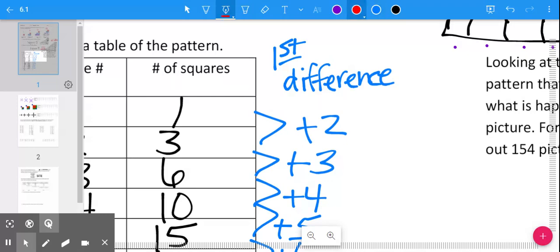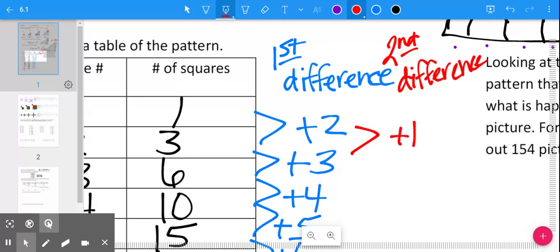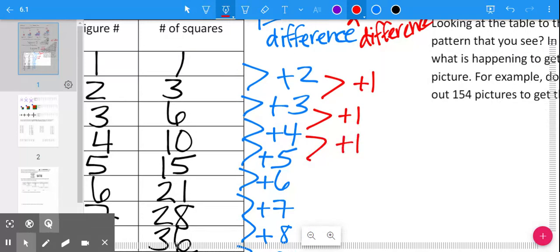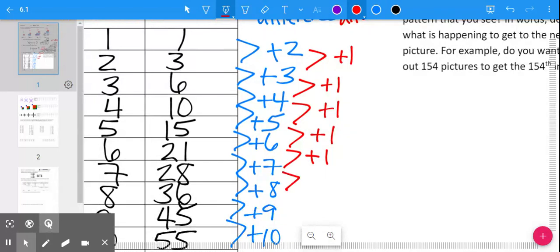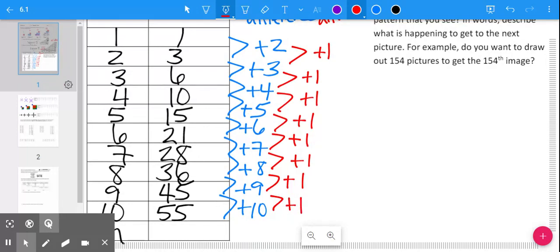So the second difference is how you know if it's quadratic. So far we notice it does not have a constant rate of change. We're not adding the same thing over and over again. But if we look at the second difference, to go from 2 to 3, we add 1. 3 to 4, add 1. 4 to 5, add 1. 5 to 6, 6 to 7, 7 to 8, 8 to 9, and 9 to 10. You're adding 1 the whole way down. So that's the pattern that we can see in this table.